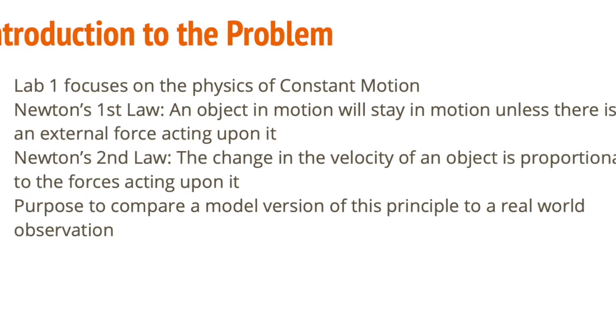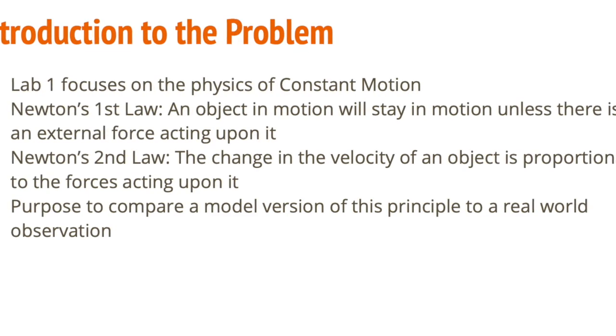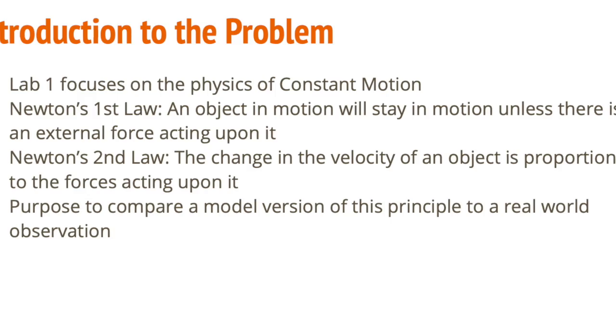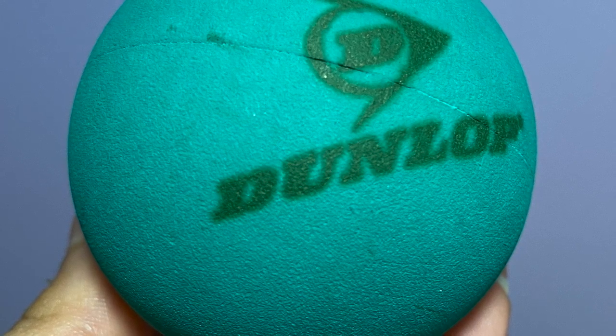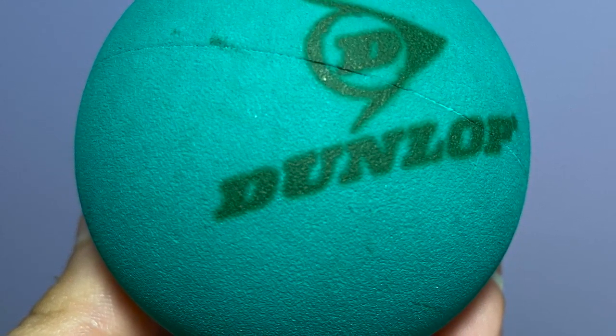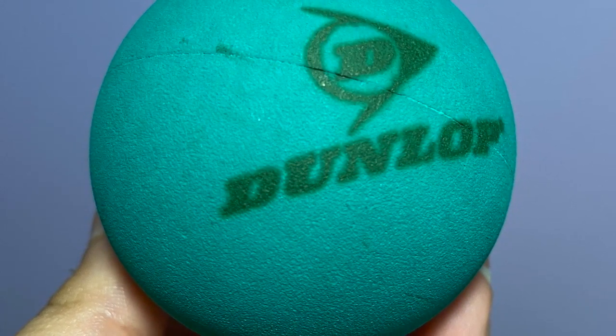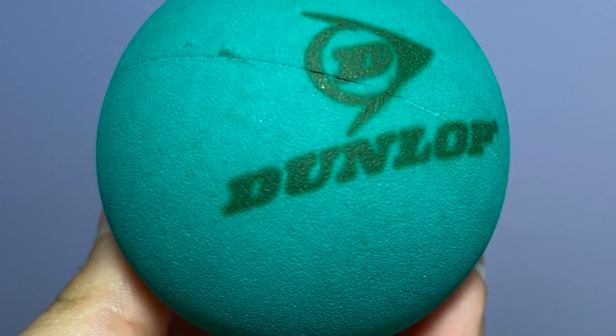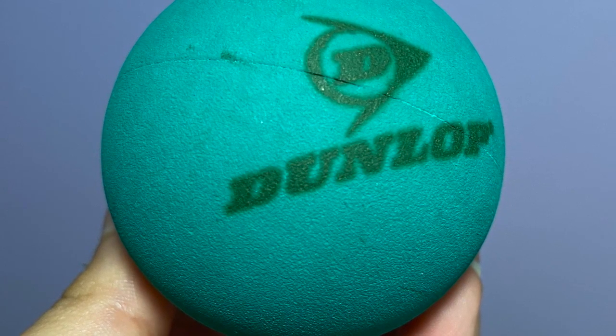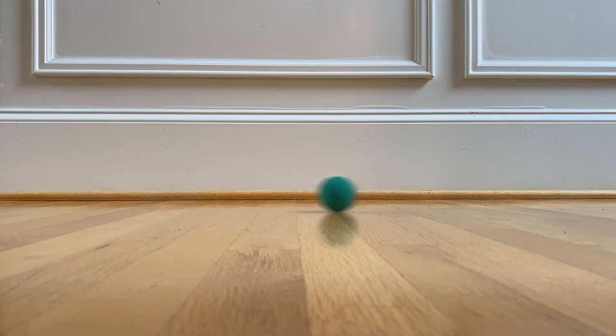The purpose of this experiment is to compare a model version of this principle to a real-world observation. I decided to observe this ball rolling on a smooth wood floor. The ball weight is 40 grams and the ball diameter is 0.053 meters. I pushed the ball and allowed it to roll for a bit before recording.